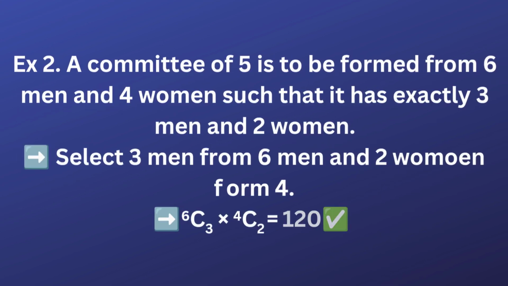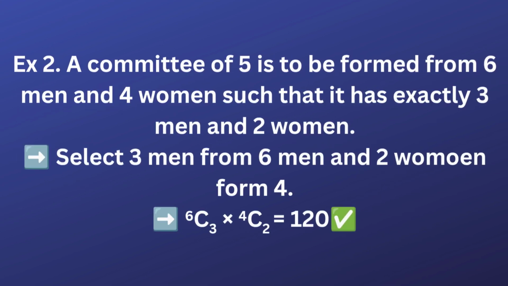Second, a committee of 5 is to be formed from 6 men and 4 women such that it has exactly 3 men and 2 women. Solution, we must select 3 men from 6, that is 6C3, and 2 women from 4, that is 4C2. Since it's an and, we multiply the results. So 6C3 into 4C2 is equal to 120 ways.